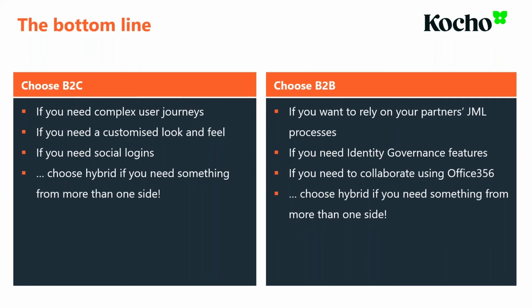The bottom line is you need to choose B2C if you want complex user journeys today, if you want a customized look and feel, or if you need social logins. However, choose B2B if you want to rely on your external organizations, join and move a leaver processes, if you need the identity governance features we talked about, or if you need to collaborate using Office 365. But if you need all of the features, or if you need features from both sides, then you need a hybrid model.